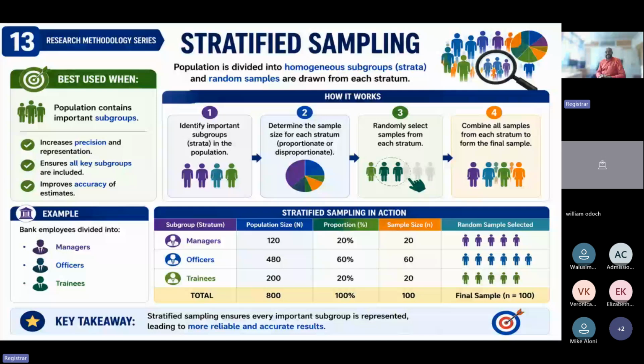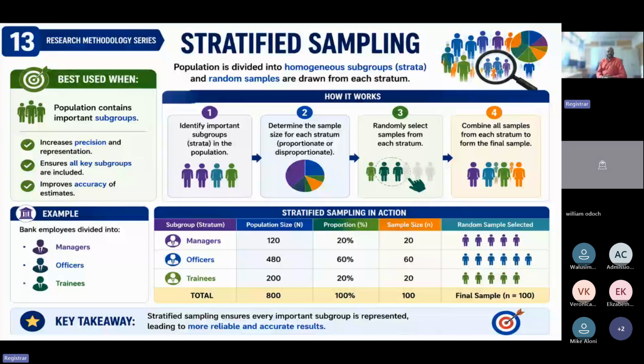So now your population is uppercase N. We divide the entire population into three strata. Out of the total 800, 120 are managers. That means around 20%. So it is good. Your sample size, 20 people should be from managers. So this is how we do stratified random sampling.